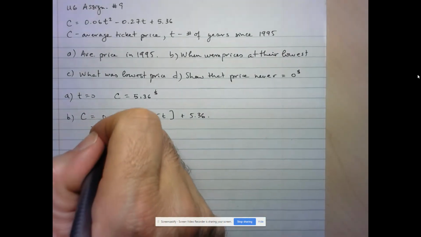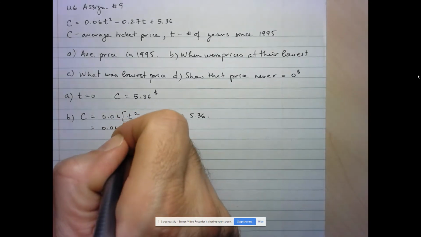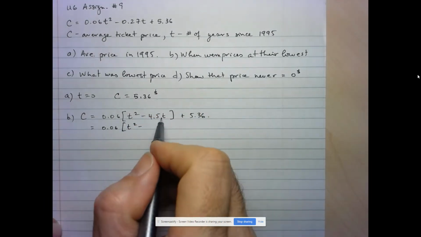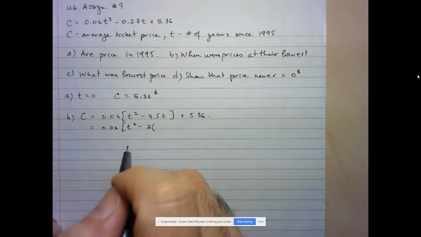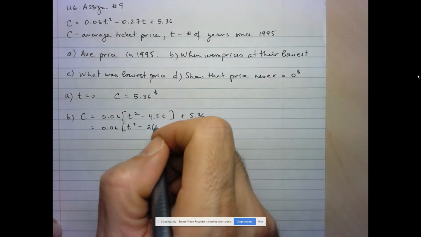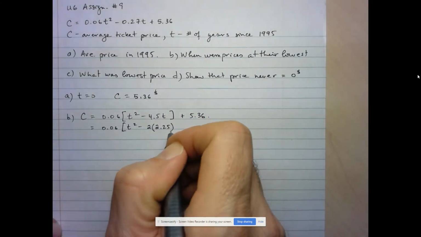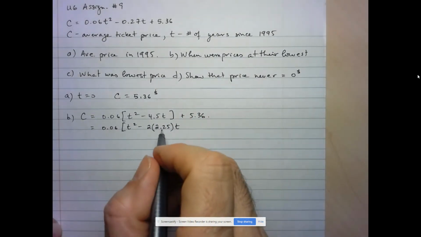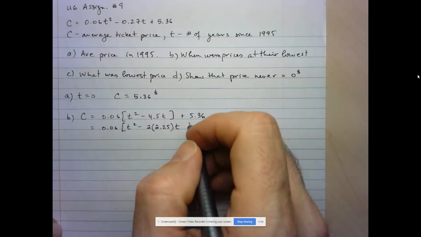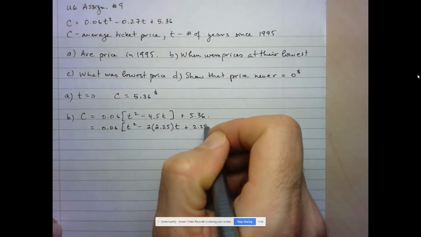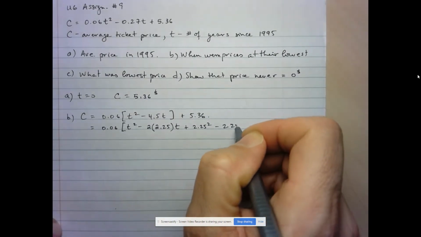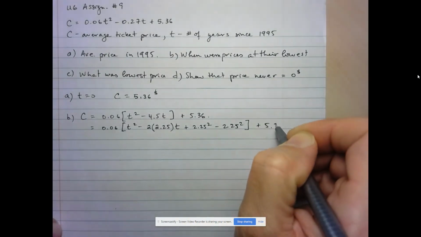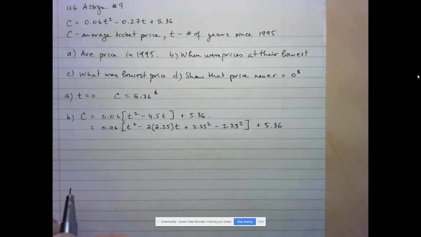Next step is to go through the process of completing the square inside this square bracket. So here t squared minus, we need to write the middle term as 2 times something. That's going to be 2 times 2.25, because 2 times 2.25 is 4.5t. Then I have to add and subtract the square of this number. So plus 2.25 squared and minus 2.25 squared. Even though we're not dealing with the constant right away, make sure you always write it there.